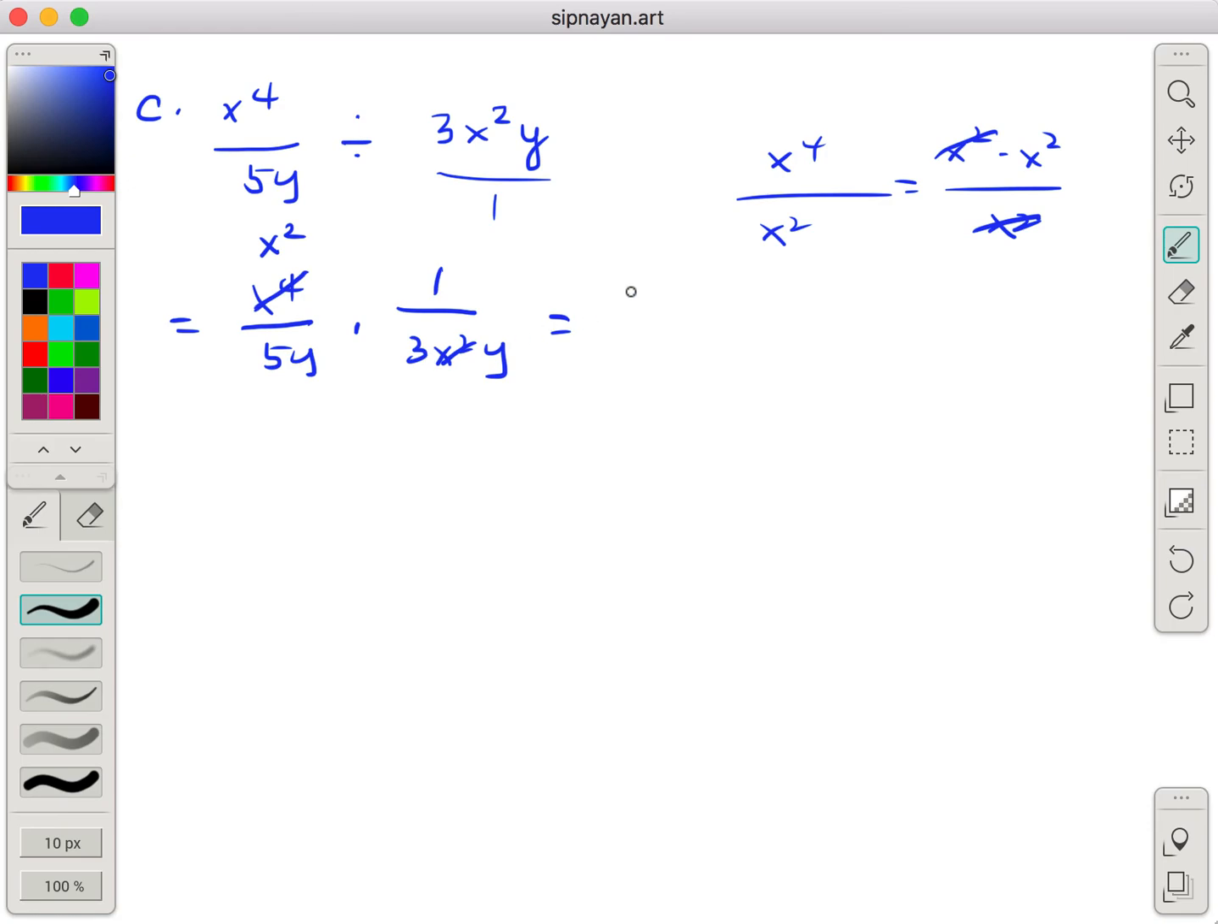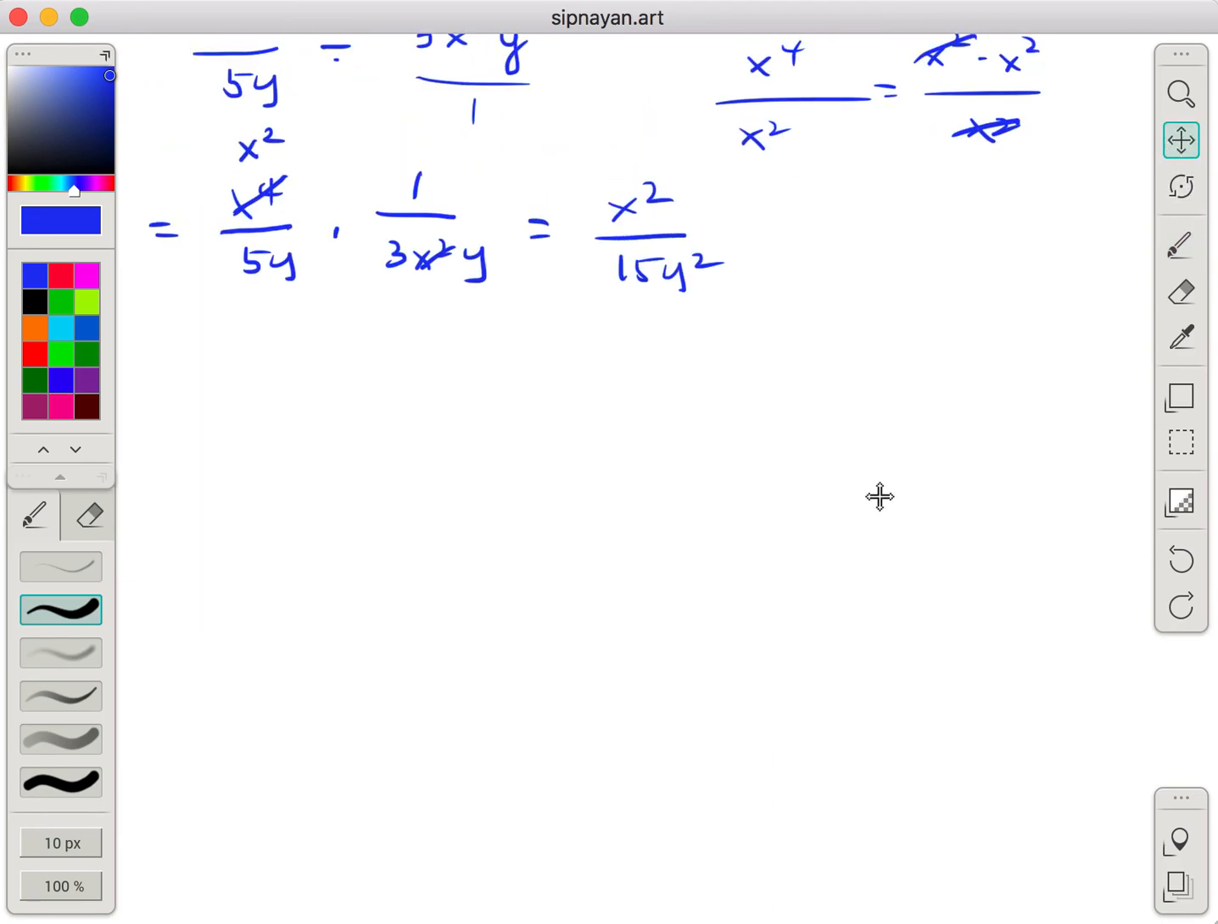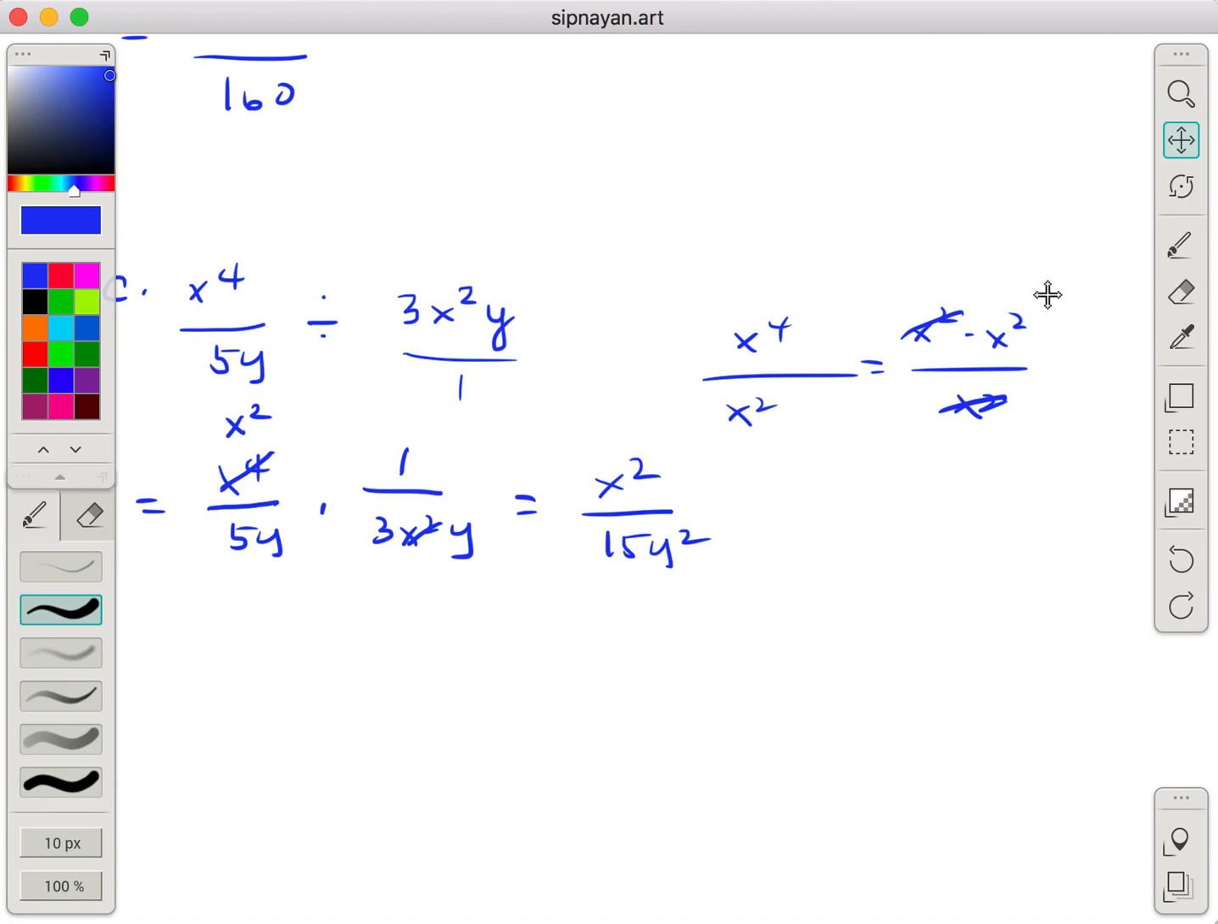So x squared over 5y times 1 over 3y. So magiging x squared times 1. This becomes x squared, and 5y times 3y is equal to 15y squared. Okay, so I think that's it.